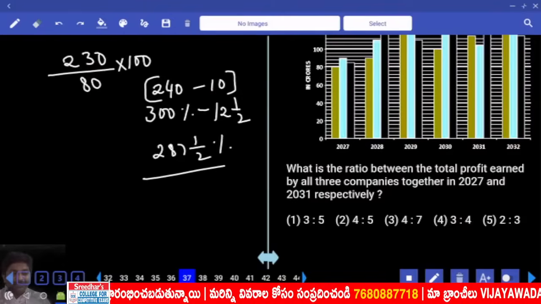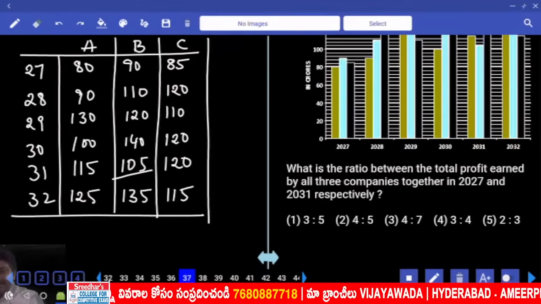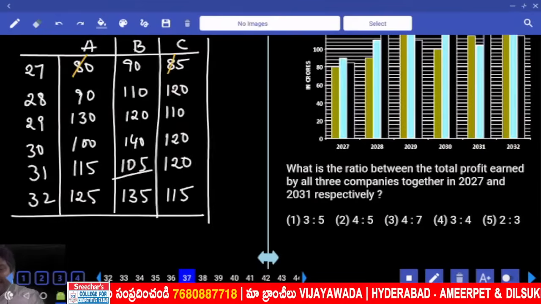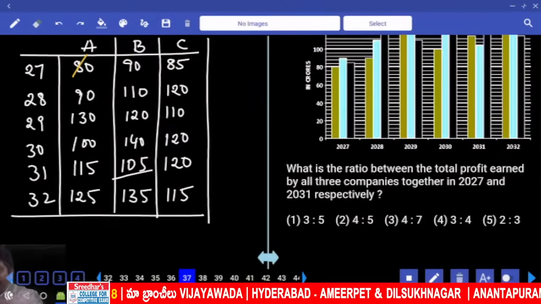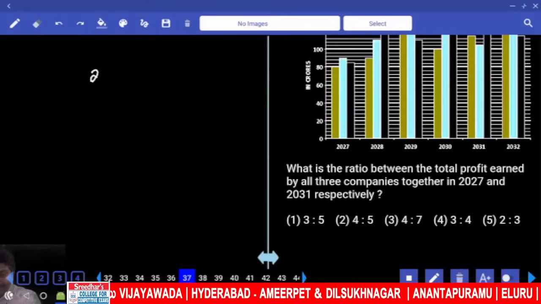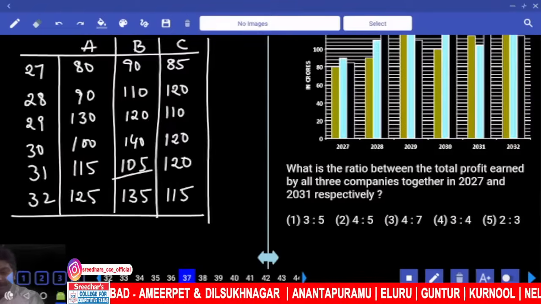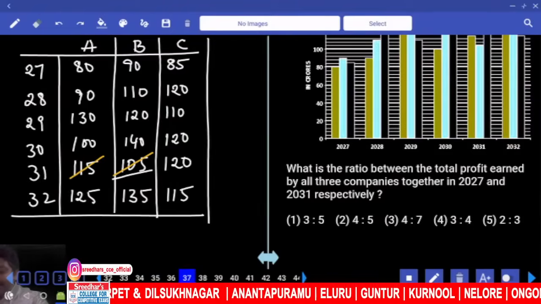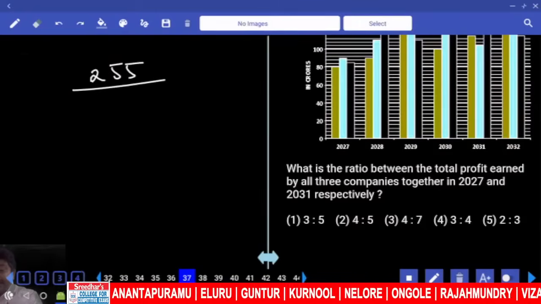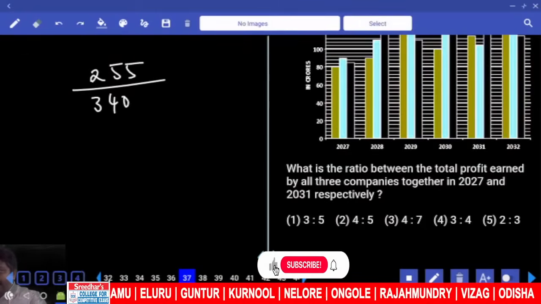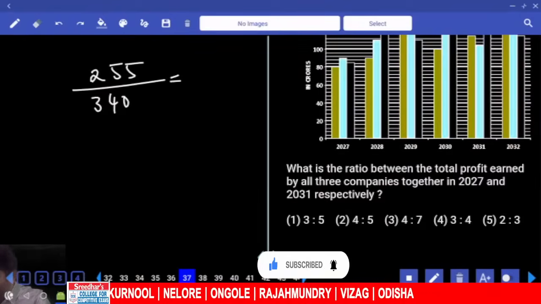What is the ratio between total profit earned by all 3 companies in 2027 and 2031? 2027: 80, 80, 160, 90, 250 plus 5, 255. Yes? And then 2031: 115 plus my number 105, 220, 220 plus 120, 340. Yes? Come on. In the numerator, do you have a 3 multiple?